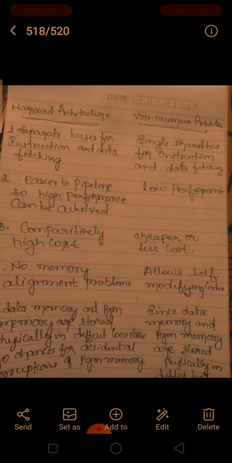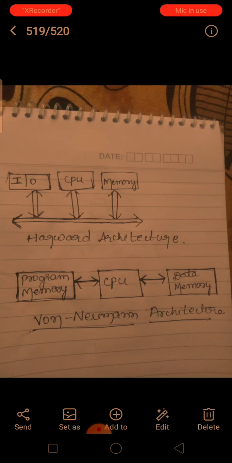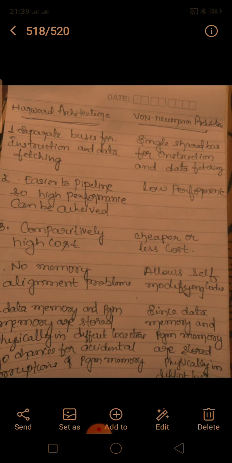That is Harvard architecture versus von Neumann architecture. They will ask the question, explain the difference between Harvard architecture and von Neumann architecture. If it is asked in the theory, you need to write the diagram like this. The first diagram represents the Harvard architecture, and the second diagram represents von Neumann architecture. I will explain one by one the difference between Harvard architecture and von Neumann architecture.